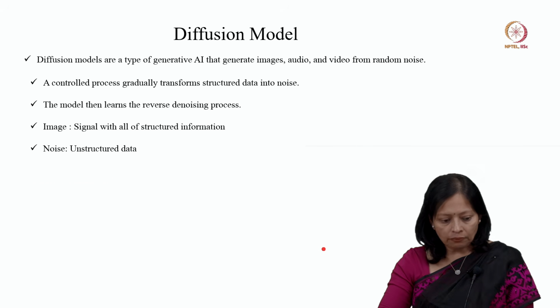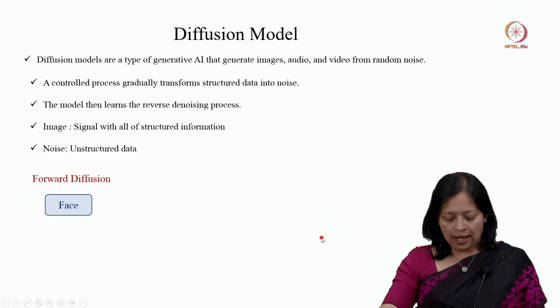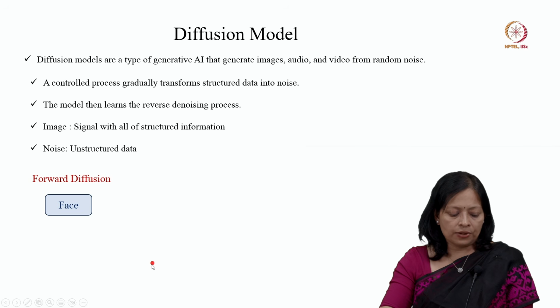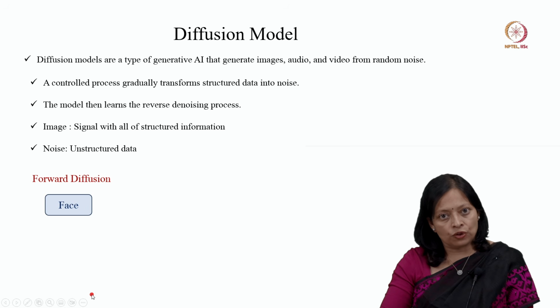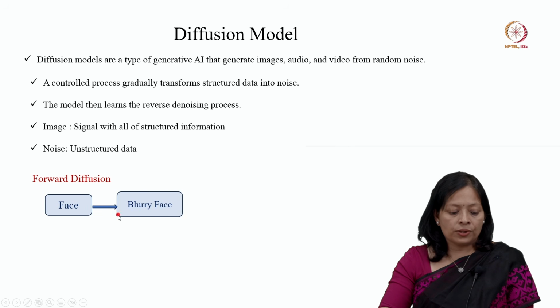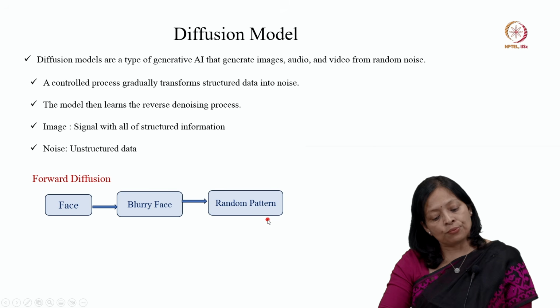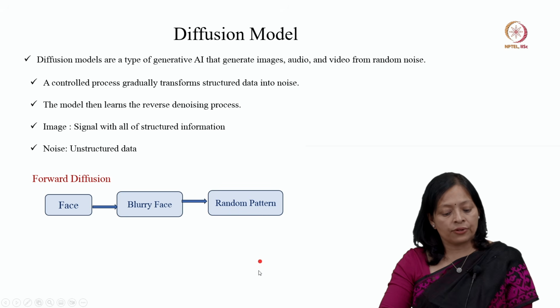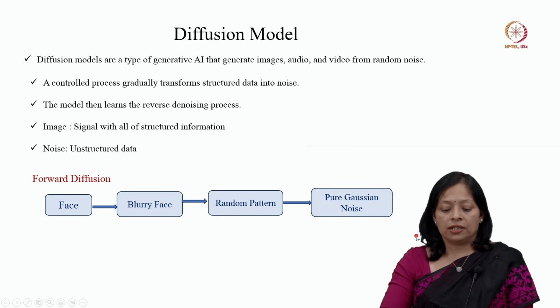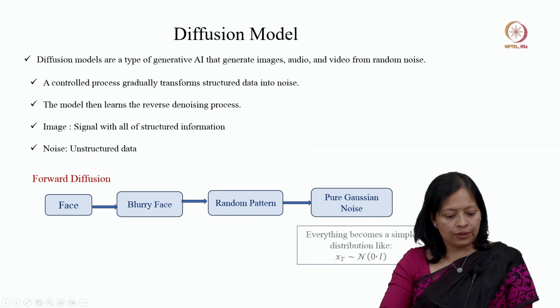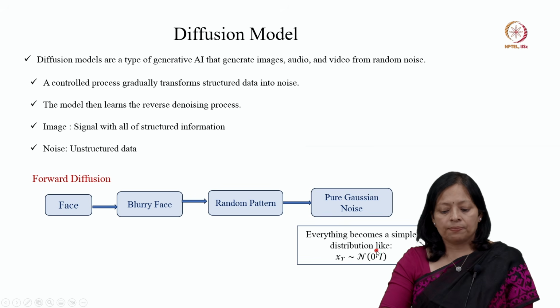Here is another visual interpretation, a flow chart. Suppose you have an image of a human face. In the forward diffusion it becomes blurry because you have added some noise to it, then when you add more noise it becomes a random pattern, and finally it becomes pure Gaussian noise. So, everything becomes a simple distribution, like a Gaussian distribution.